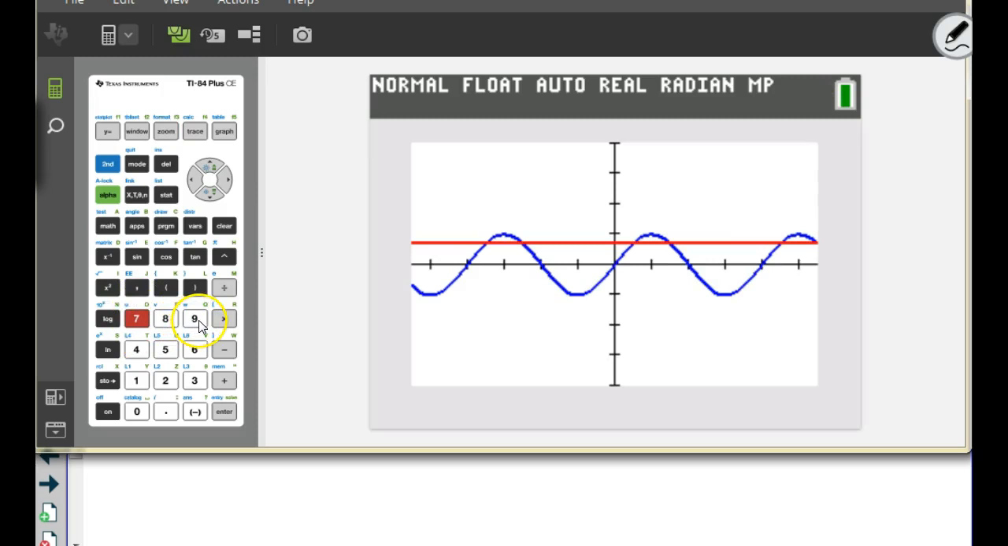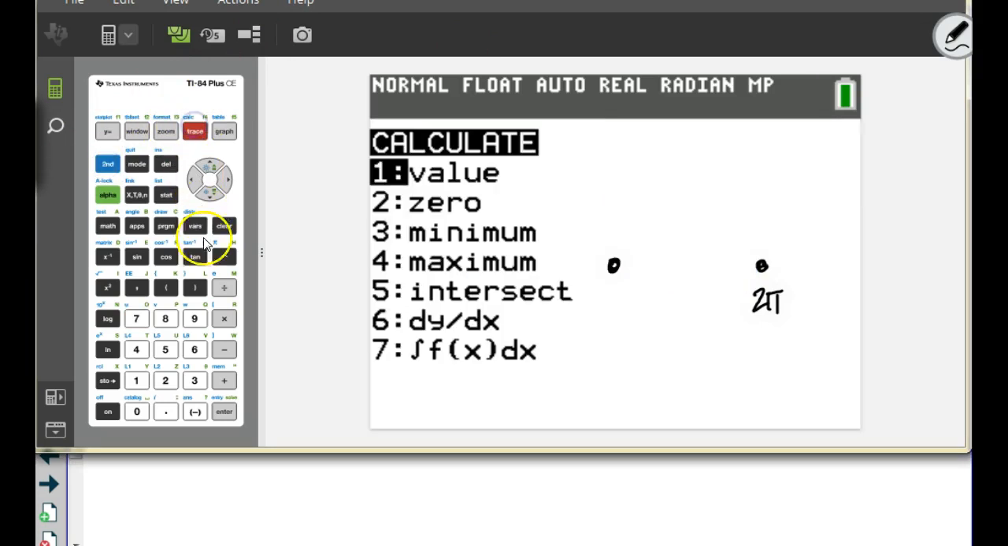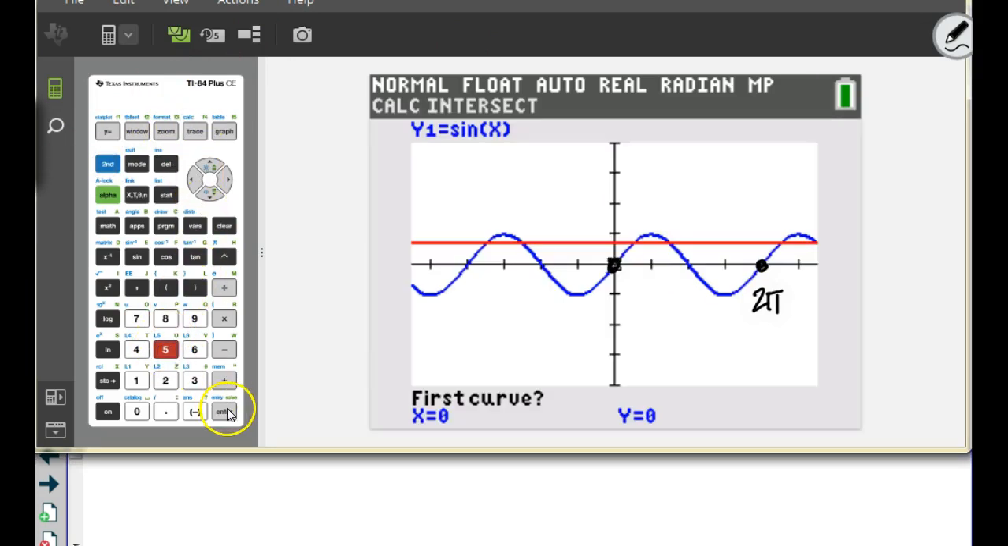Okay, now I need your brain here to realize that from here, one cycle of sine would end at what? Okay. How often does this repeat? It's a sine, so it repeats every 2 pi. So if I can find these two answers, then I can say they repeat every 2 pi, right? So intersection, enter, enter, and scroll to this one.